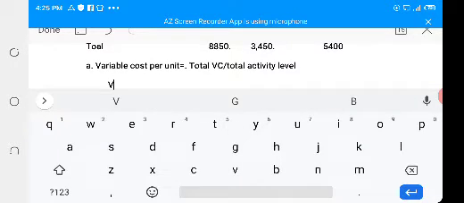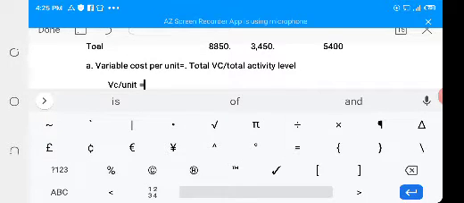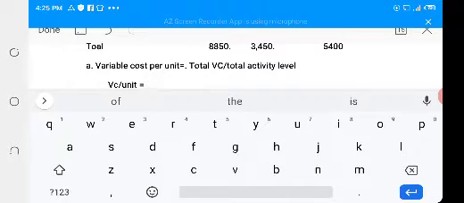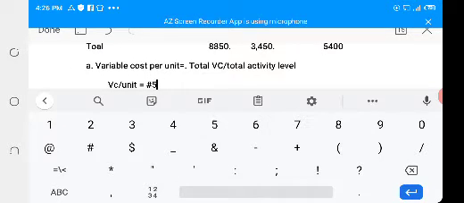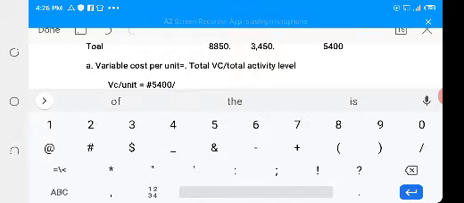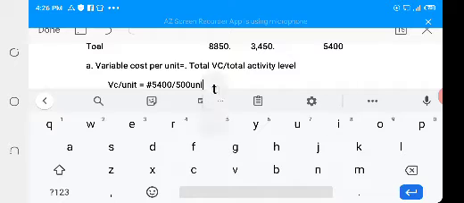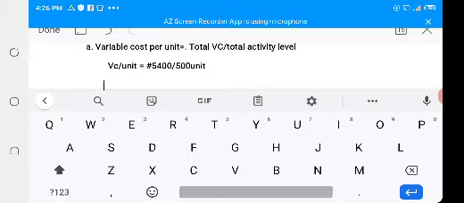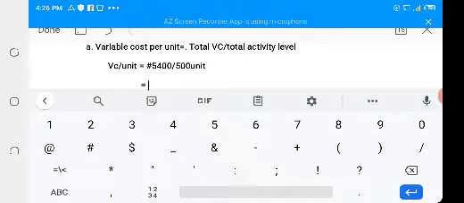So your variable cost per unit of item produced will equal your total variable cost, which is 5,400, divided by the total units. We are told that the production in June is 500 units. So our variable cost per unit is 10.80.